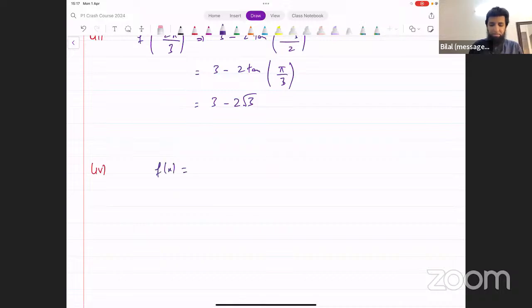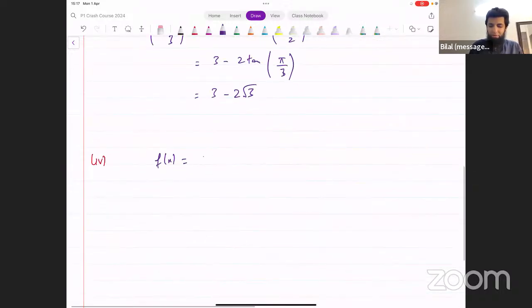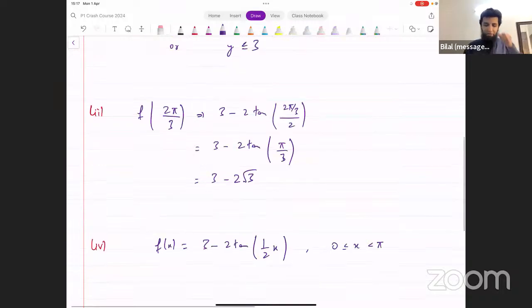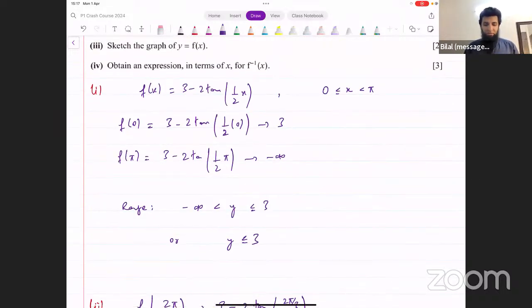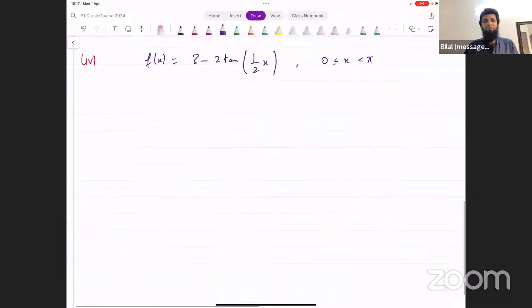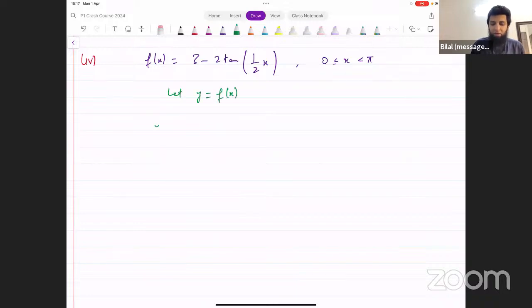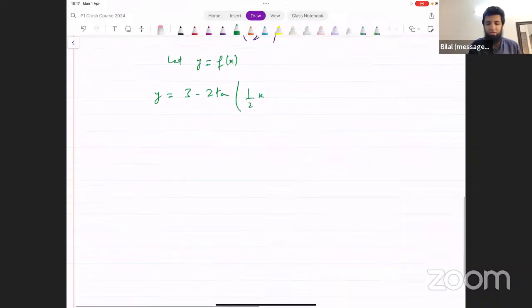F of x is 3 minus 2 tan of half x. The domain of this function is from 0 to pi. This is the function that we are given. We need to find the inverse of this function. Okay, so how do we do that? Replace f of x with y. You say let y equals f of x, and that gives you y equals 3 minus 2 tan of half x. Now you need to make x the subject.